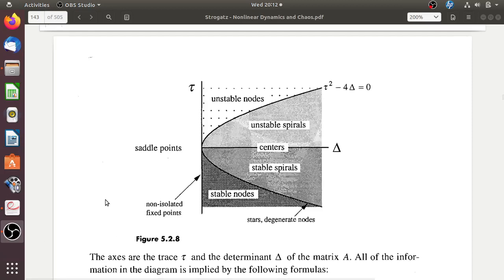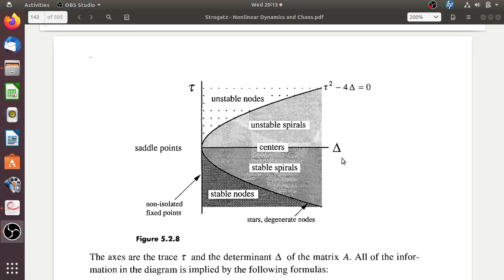Okay, in the last video we discussed how the phase portrait will look for different eigenvalues, right? So now, instead of looking into the eigenvalues, we will directly look at the A matrix and identify its trace and determinant, and just from that we will try to identify how the phase portrait is going to look.